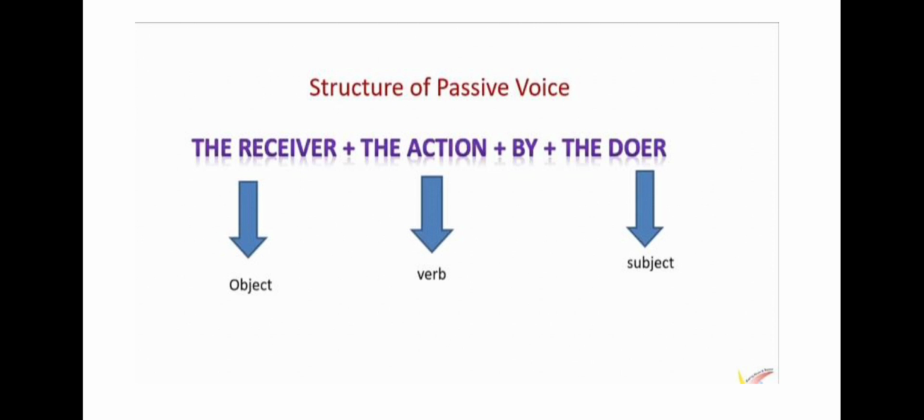Here, the receiver is the object, the action is the verb, by is the preposition, and the doer is the subject. Okay, can you see the interchange? There's a change in the structure between the subject and the object. In the active voice, the subject comes first, but in the passive voice, the object, that is the receiver, will always come first. Okay.